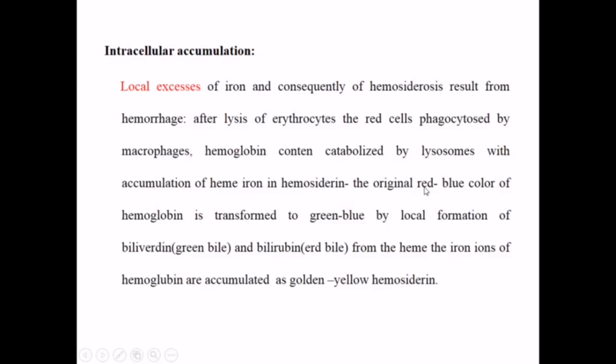This is original red, then changes to the blue color of hemoglobin, and then is transformed to green-blue by local formation of biliverdin and bilirubin. From heme, the iron of hemoglobin accumulates, and it is golden yellow.